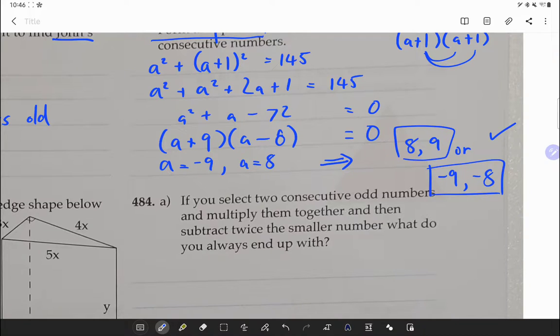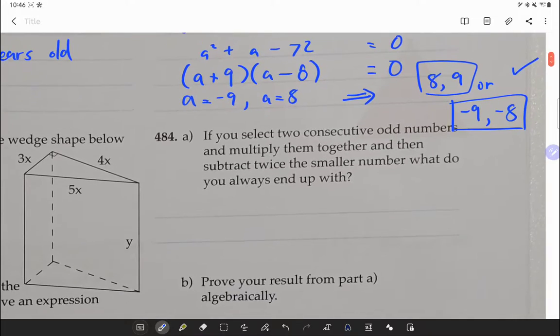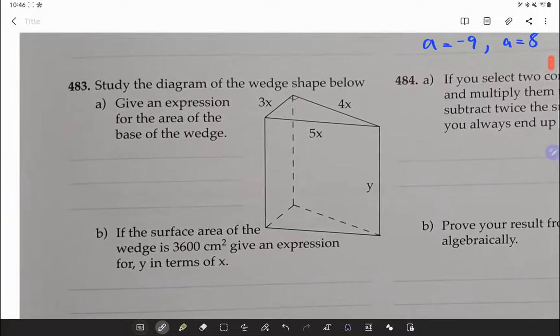If it is a case where there are two possible answers, you should give both answers. So remember, these two are not the answers we're looking for, as in it's not negative 9 and 8. They're not consecutive numbers. Okay, cool. Remember, A was the first number of the two consecutives, so we have those two possibilities. Sweet.